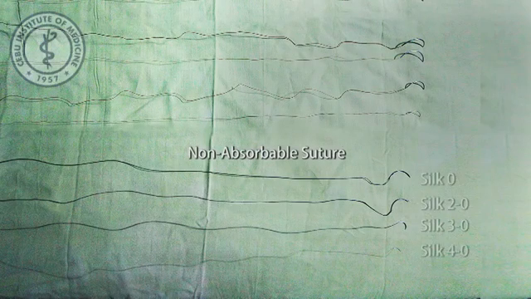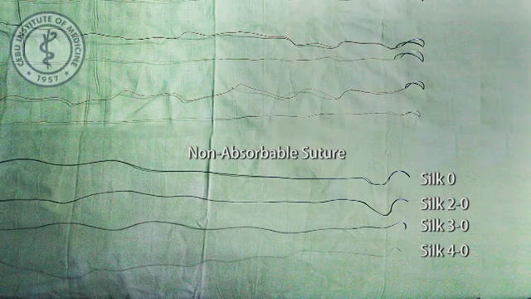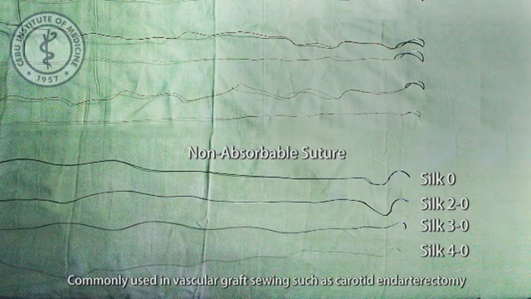Non-absorbable suture is suture that needs to be removed, however, when used in the body, they will be retained inside the tissue, examples of which are silk and nylon. Silk 4-0, commonly used in vascular graft sewing such as carotid endarterectomy.